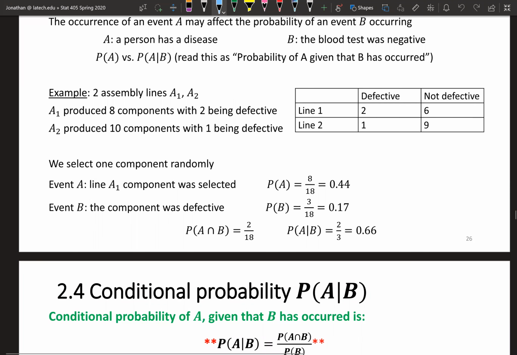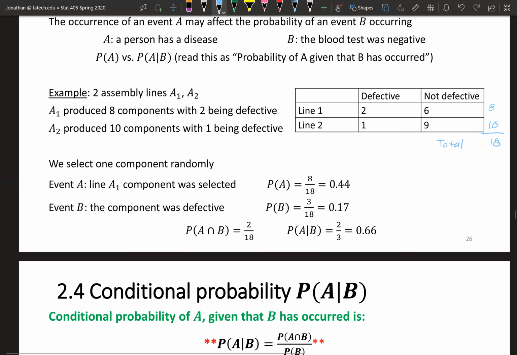Well, how many come from line 1? We have 2 plus 6, which is 8 coming from line 1 versus 10 coming from line 2. So in total, we have 18 components. So 8 out of the 18 come from line 1, and 10 out of the 18 come from line 2.